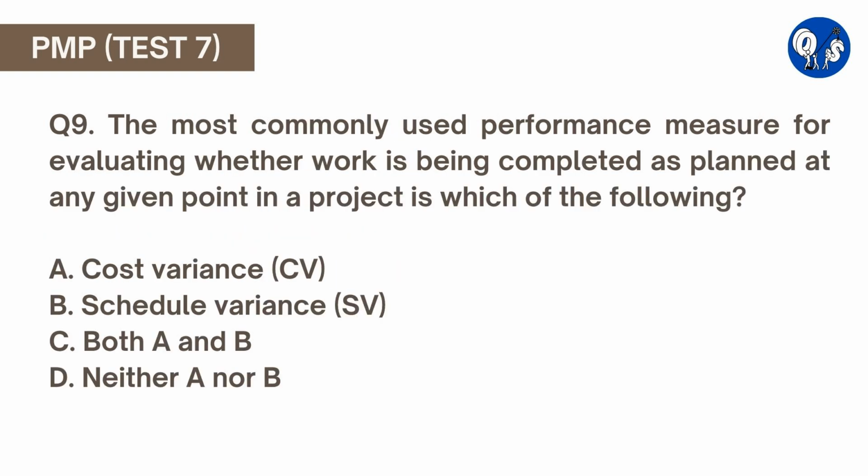Question number 9. The most commonly used performance measure for evaluating whether work is being completed as planned at any given point in a project is which of the following? A. Cost variance, B. Schedule variance, C. Both A and B, D. Neither A nor B. Here option C is correct. The most commonly used performance measures for evaluating whether work is being completed as planned at any given time in a project are cost variance and schedule variance. Option A and B are both individually correct, but option C is the best answer.